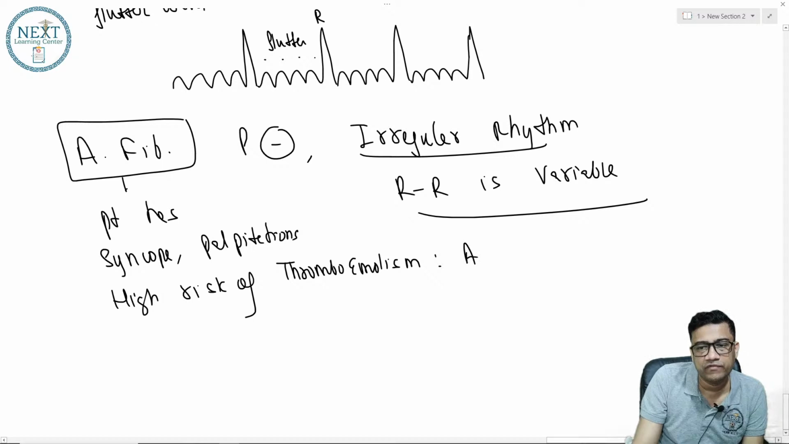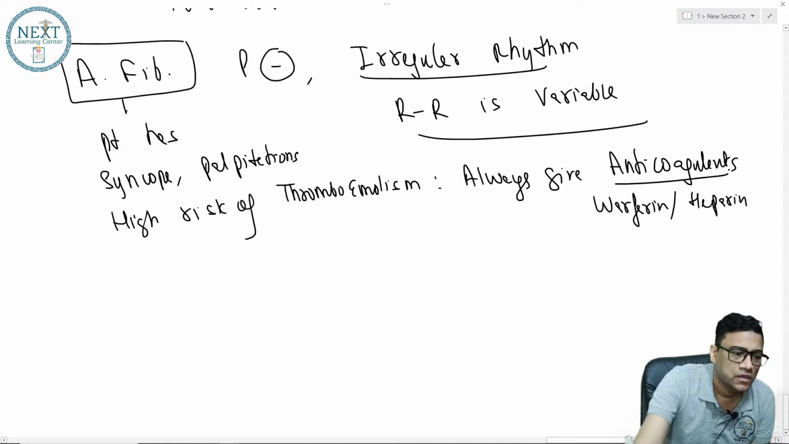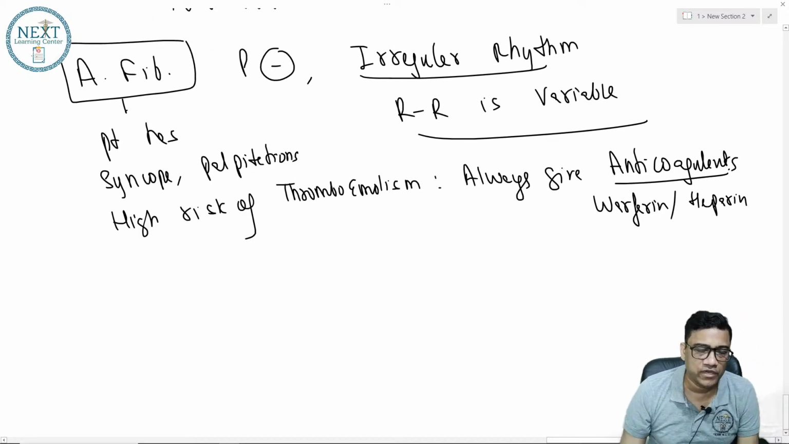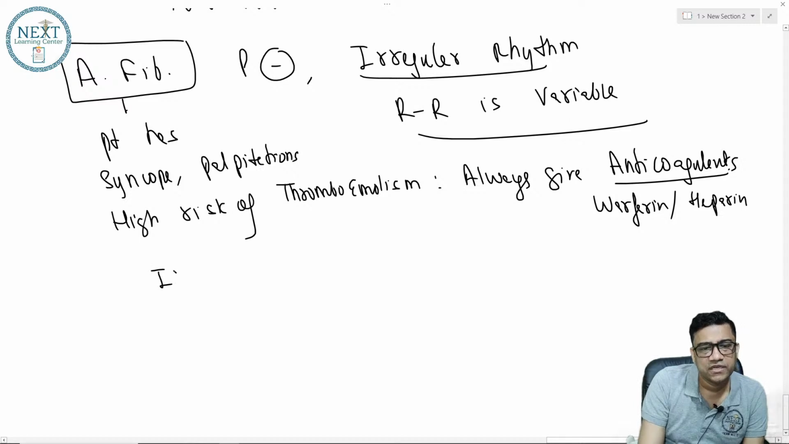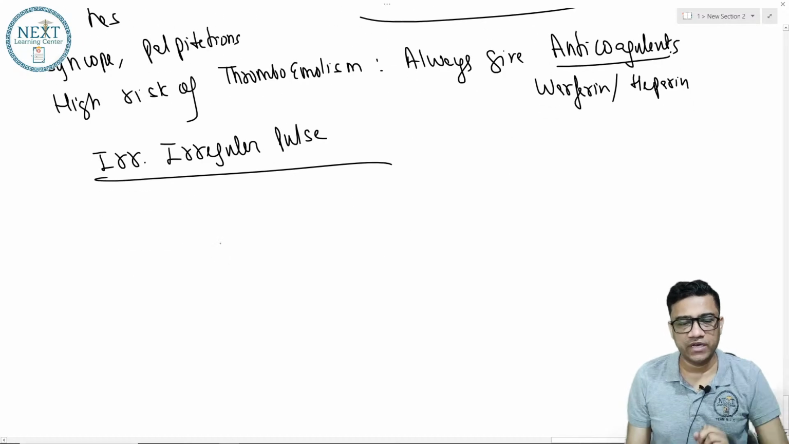That is why always give anticoagulants. Which one? The same warfarin if the patient can take orally, otherwise IV heparin. Warfarin or heparin. And the pulse is irregular. So that is the main funda.